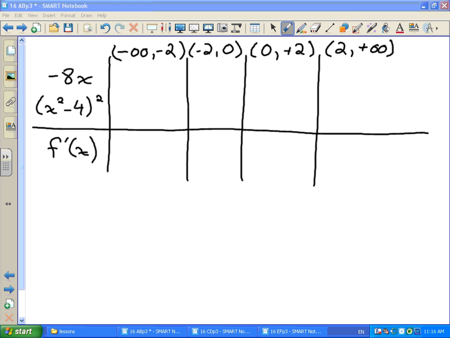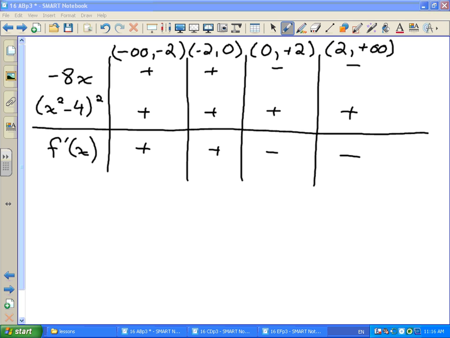Okay, so negative 8x. It's going to be opposite in sign to whatever the sign of x is. So where x is negative, this is going to be positive, and where x is positive, this is going to be negative. X squared minus 4, all squared. Well, if we're squaring everything, it's got to be positive everywhere. So totaling these up, we get positive, positive, negative, negative.